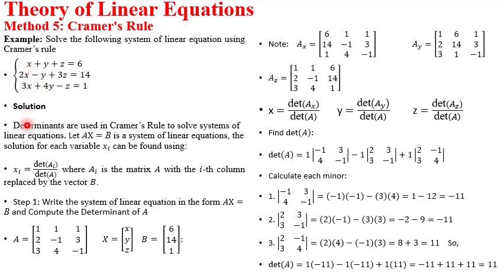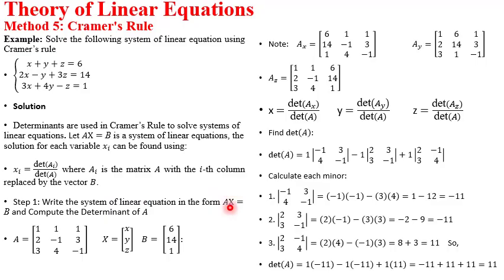So the elements in A, for example, the coefficients of variable x are 1, 2, and 3. You can see 1, 2, and 3. The coefficients of variable y are 1, minus 1, and 4. The coefficients of variable z are 1, 3, and minus 1.